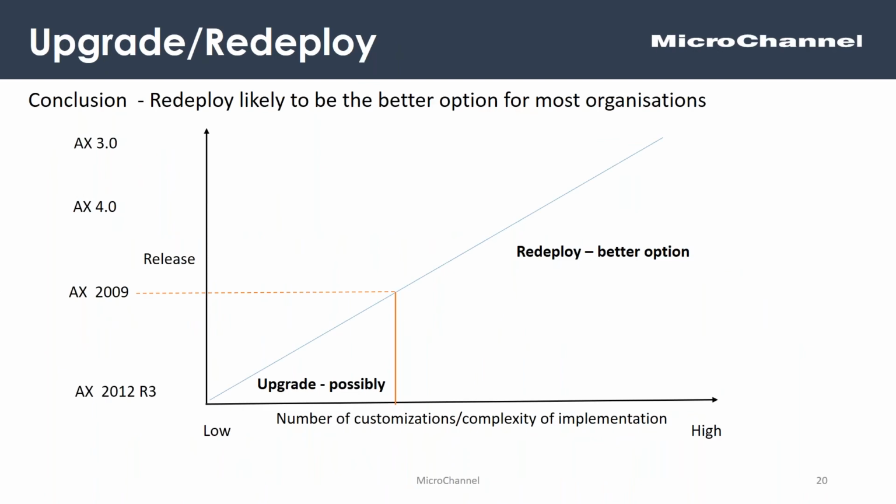So I'm trying to summarize what I've just said there graphically. I guess what I'm saying is, if you're down in that bottom left-hand corner there, if you're on AX 2012 R3 and you haven't been on it for very long, and your implementation is fairly vanilla, you haven't modified the system a lot, then an upgrade is possible, and you could certainly consider that. Outside of that, then a redeploy is likely to be a better option. Certainly, if you're on a release prior to 2009, then you'd be considering the redeploy option.